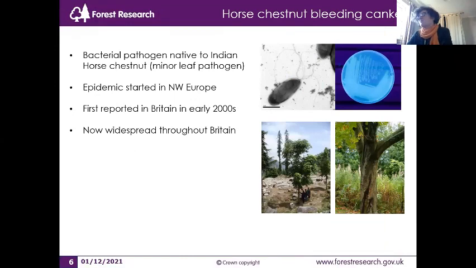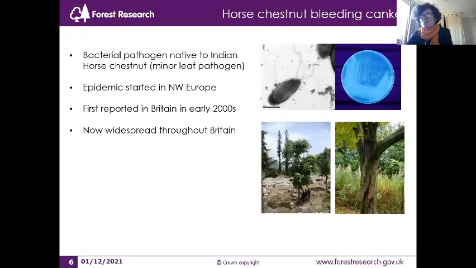So now I'm going to move on to talk about horse chestnut bleeding canker, which is a pathogen that I have worked on quite intensely for about 7 years. This pathogen, this bacterium, Pseudomonas syringae esculi, as you can see in the top left black and white photograph, is taken under electron microscope, so very, very high magnification.